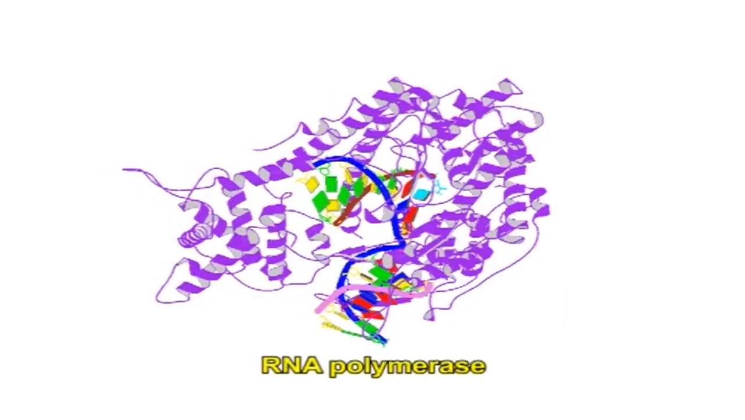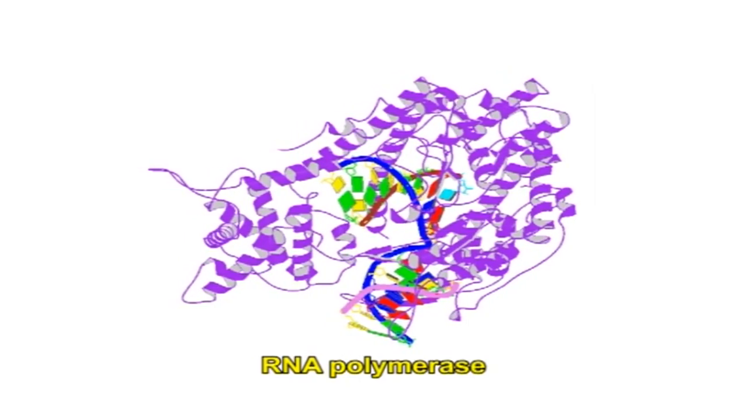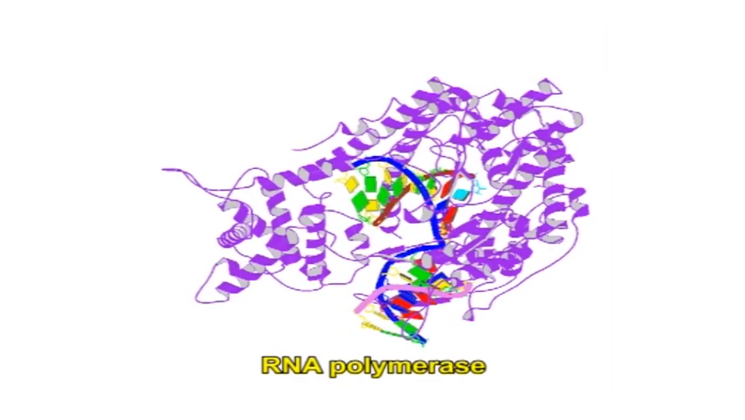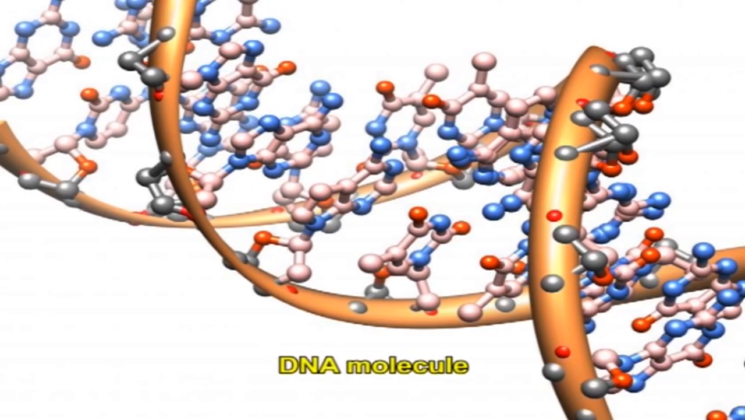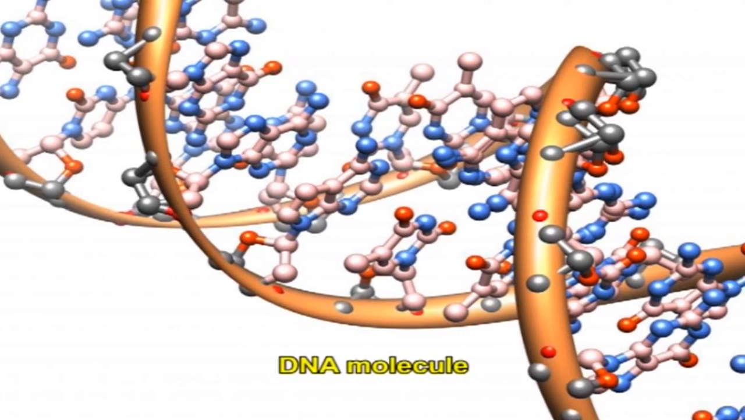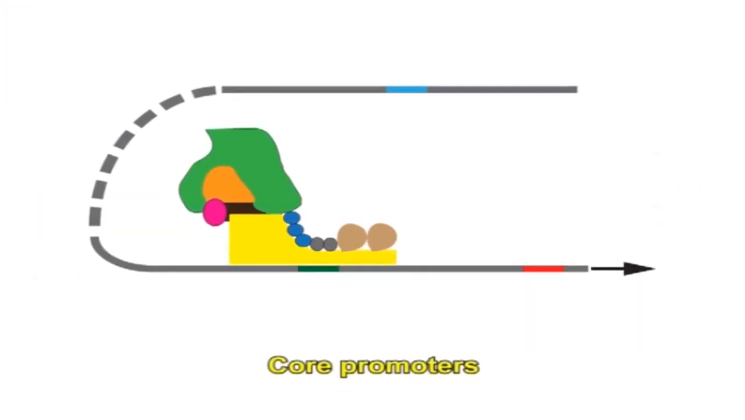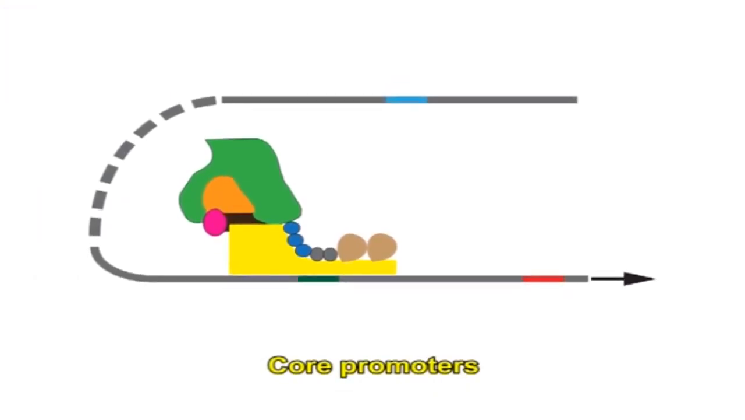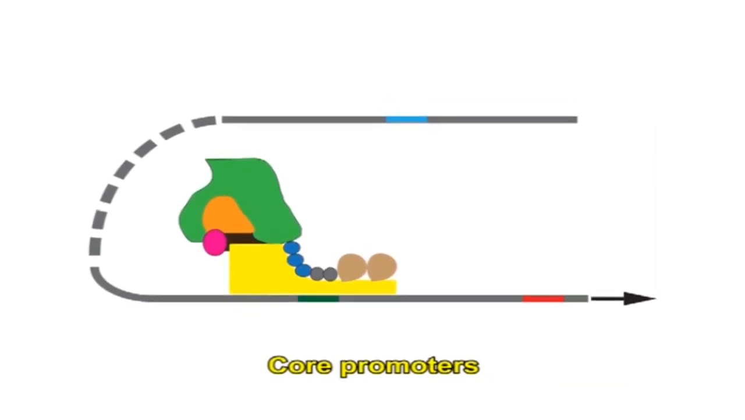In eukaryotes, RNA polymerase and a core promoter sequence in the DNA are required for the initiation of the transcription process. In a DNA molecule, there are regions called promoters. These regions promote the transcription process. Core promoters are sequences present in the promoter region that are necessary for the initiation of transcription.